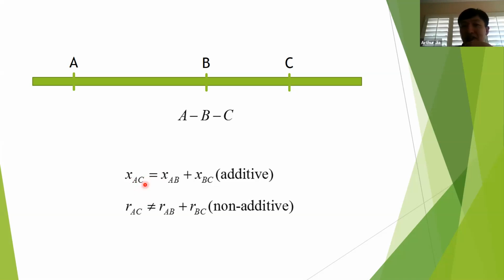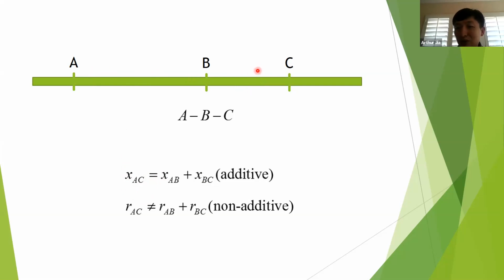Since this measure is an additive measure, we can use this formula. So the average crossing over between A and C, this is one way to measure the genetic distance, is equal to the average number of crossing over occurring between A and B plus the average number of crossing over occurring between B and C, right?